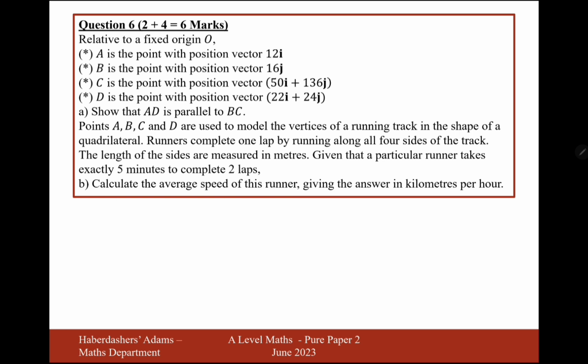Points A, B, C and D are used to model the vertices of a running track in the shape of a quadrilateral. Runners complete one lap by running along all four sides of the track. The lengths of the sides are measured in meters. Given that a particular runner takes exactly 5 minutes to complete 2 laps, calculate the average speed of this runner, giving the answer in kilometers per hour.